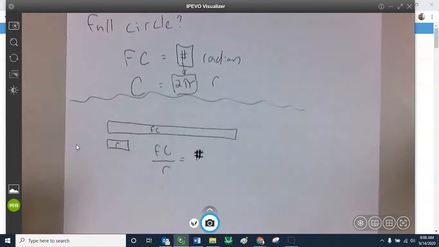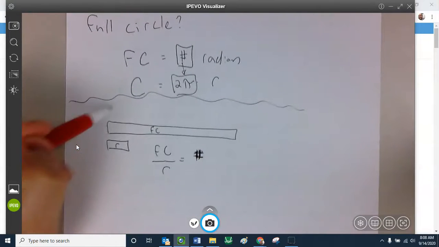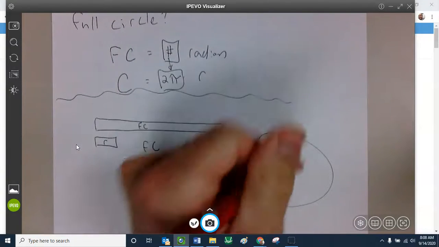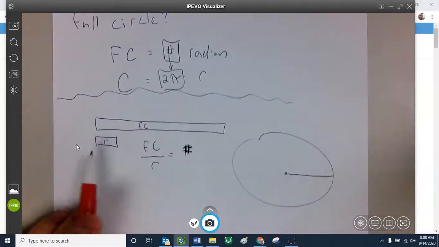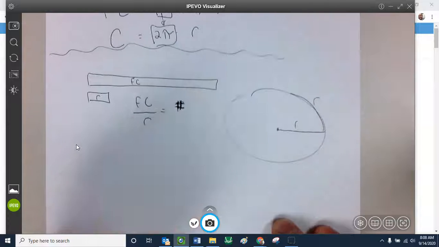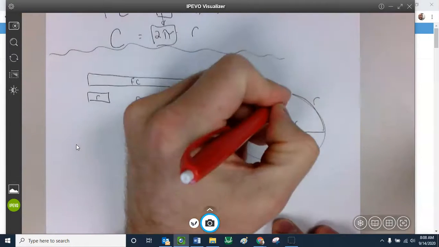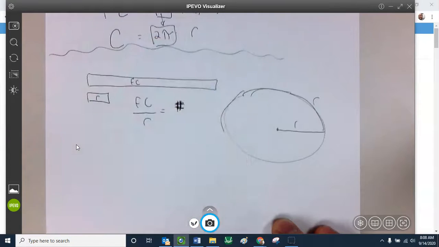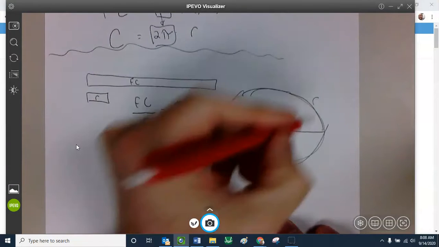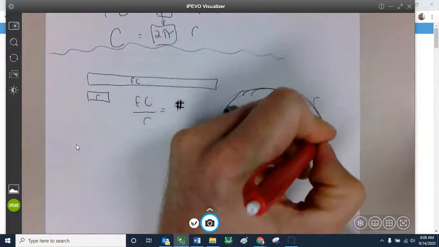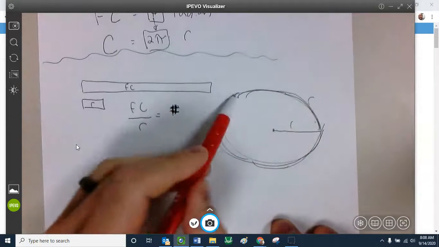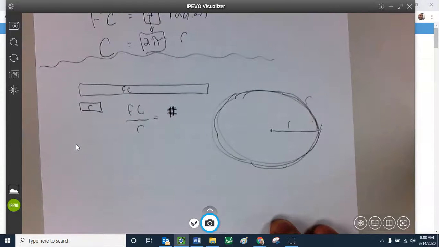Then it's just a little walk across to say, well, if I took that piece of rope and turned it into a circle, and I have this R, which represents the radius of my circle, every time I lay a radius around the outside of my circle, I get a radian. One radius, one radian. 2 radii, 2 radians. 3 radii, 3 radians. And so on and so forth. So now the question becomes, if I have a full circle, FC, how many of these little R's would fit around there? Because however many little R's fit around there, that's how many radians we have.